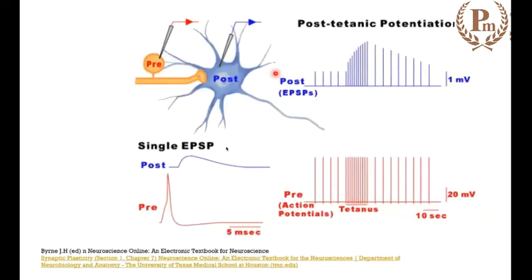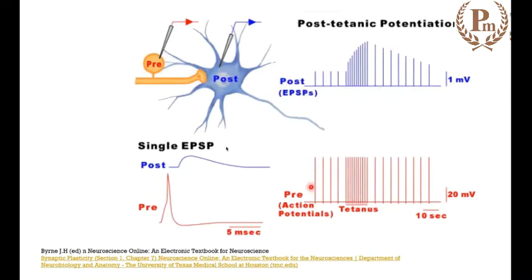Now, there is another property of synaptic plasticity, what we call post-tetanic potentiation. So let us first try to understand this picture. This is a presynaptic end. This is a postsynaptic end. I have the recording electrodes both at the pre and the post. So what are the recordings? This is the presynaptic action potential and this is the postsynaptic action potential.